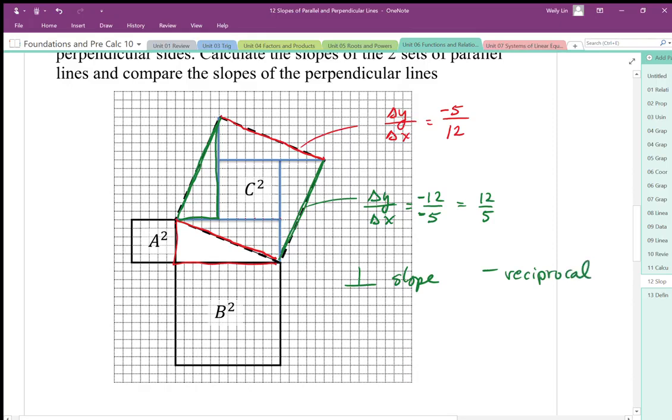Reciprocal means to flip the fraction. So if I have a slope of a over b, the perpendicular slope becomes b over a, and then we have the negative. So just make sure that you understand we're using the negative reciprocal. The perpendicular slope flips the fraction and also uses the negative, or going the opposite direction. So going up, it goes down, or instead of going down, it goes up. And these are mutually perpendicular to each other.